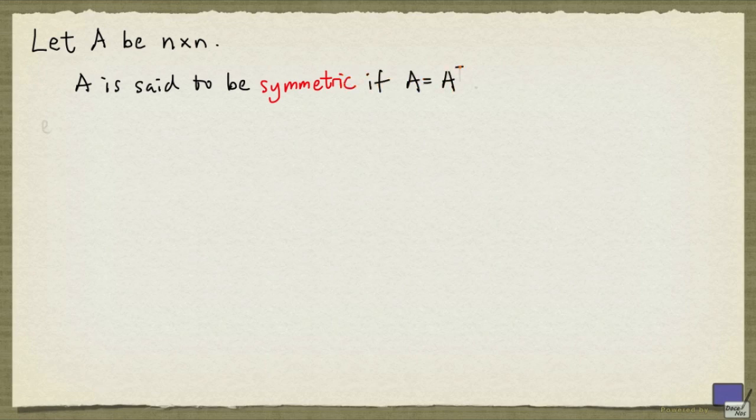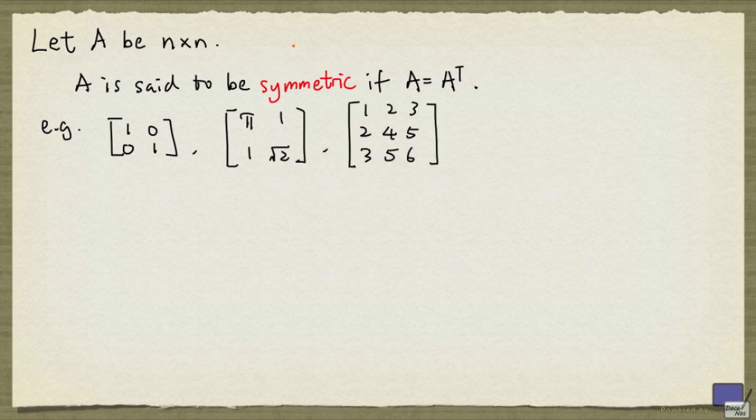Let A be an n by n matrix. A is said to be symmetric if A is equal to A transpose. For example, these are all symmetric matrices. Symmetric matrices are found in many applications, such as control theory, statistical analysis, and optimization.